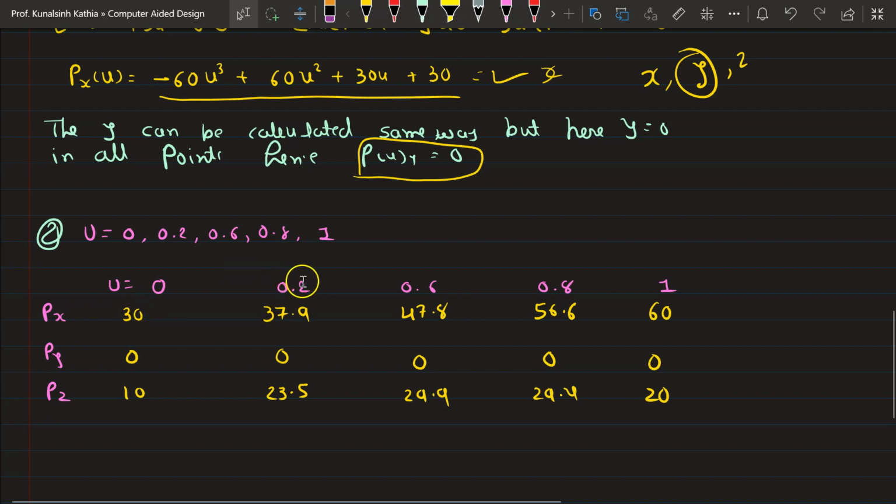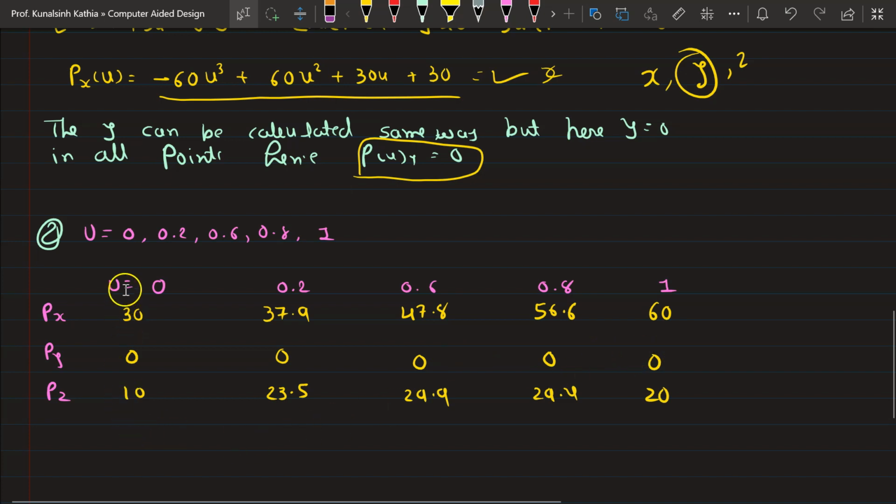Similarly 0.2, so I am replacing 0.2 here, here, here and here. In px equation I have to replace these values respectively, and I am getting this simplification, and so on you need to carry on. For py, it is 0 already, so all values will be 0 because there is no u, then you cannot calculate it, right?